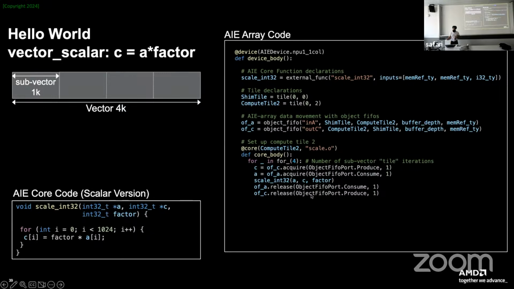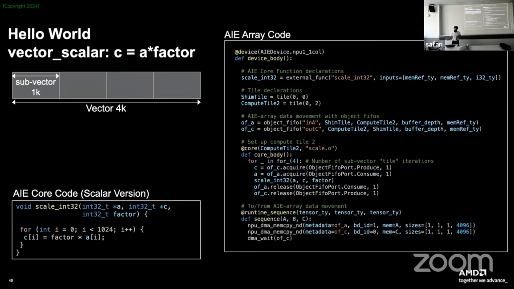And simply, once we are done with these object FIFOs, we can release those. Also, like Krista was mentioning, we need to set up the external communication. So we have this runtime sequence where you define how much data movement needs to happen from the external memory. For the A element, this is the amount of data you will move, which is 4,000 elements. And for the C as well, you have 4,000 elements.